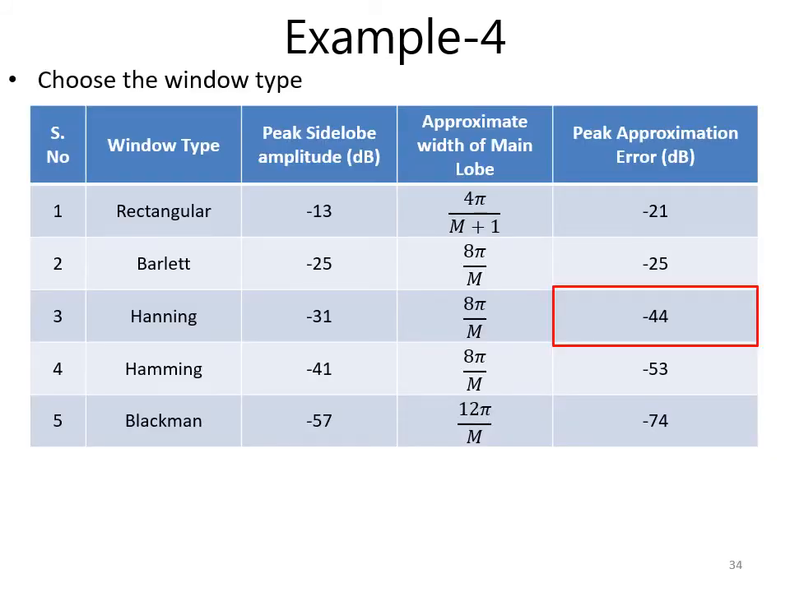And from the table we can see the closer one is the Hanning window, right? That is slightly greater attenuation in the stop band, right? Our requirement is attenuation of 40 dB, and here we have 44 dB. So the Hanning window fulfills the requirement from this table.